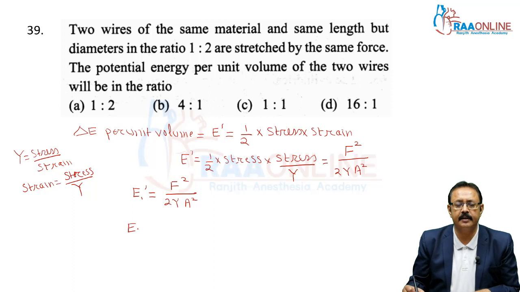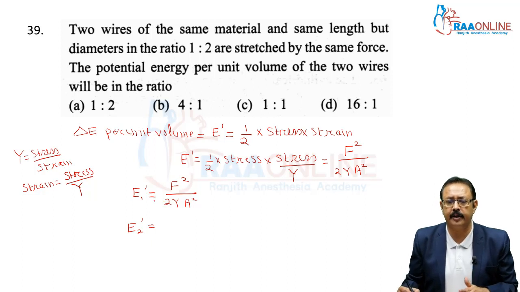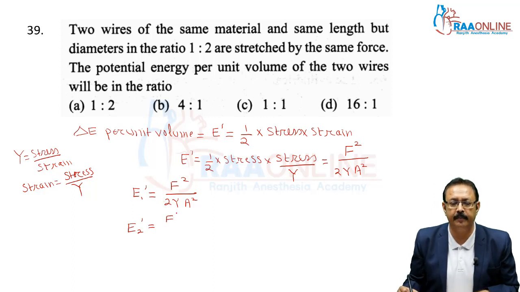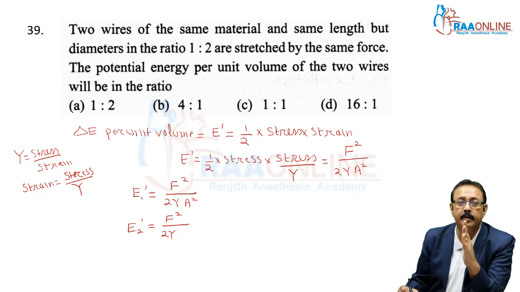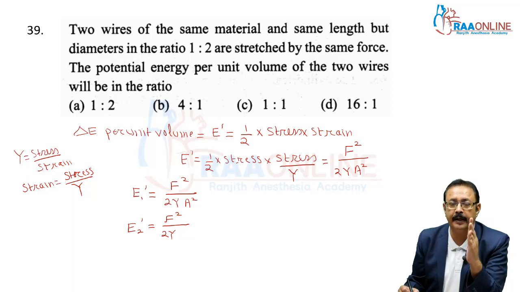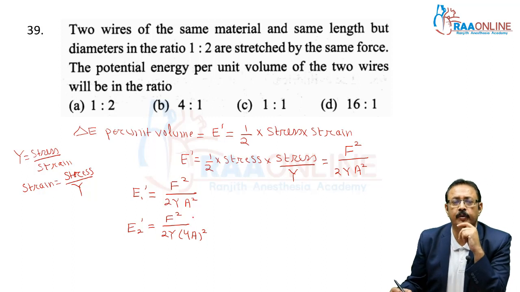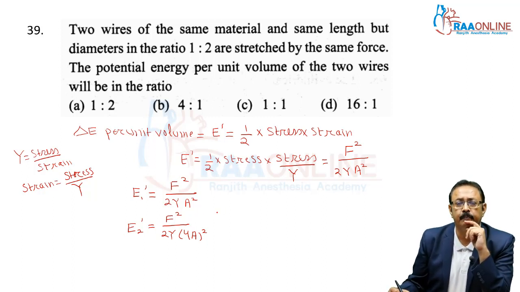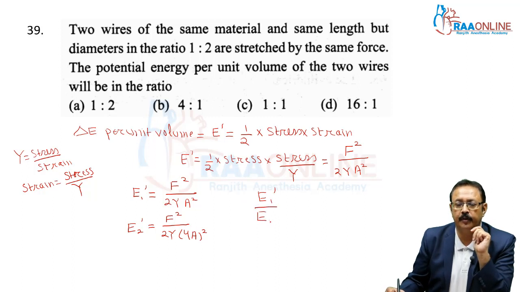What is the second case? They are saying the two wires of same material, same length are stretched by the same force. Force is same, material is same, but diameters are in the ratio 1:2. If for the second wire the diameter is double, it means the radius is double. If the radius is double, pi r square will become 4 times. So the area should be 4a. What we want to calculate? The potential energy per unit volume of the two wires will be in the ratio, meaning E1 dash divided by E2 dash, we want to calculate.